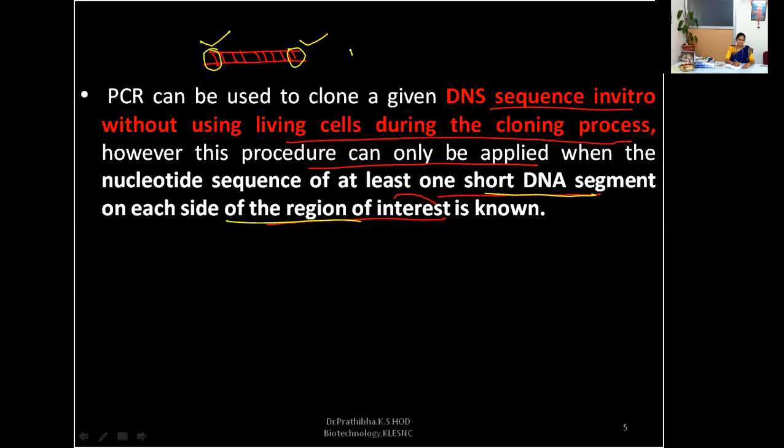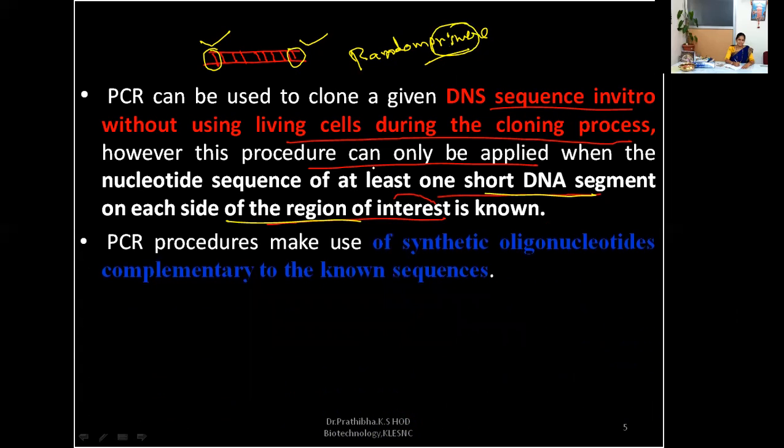Sometimes we won't know it. We can also use random primers. You can use random primers or you can also use known primers. Just keep this in your mind, I'll come to what primers are later. To perform this experiment, the sequences at either end of the DNA molecule should be known. If we do not know them, we can also use random primers.